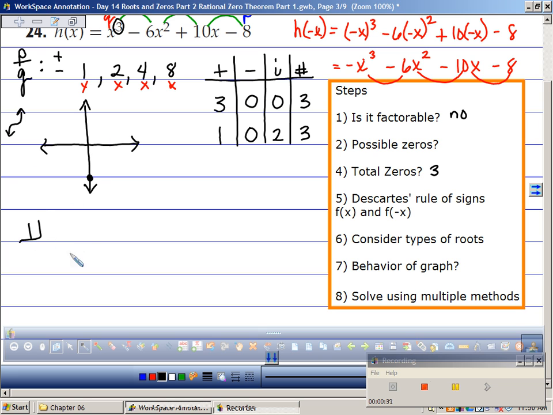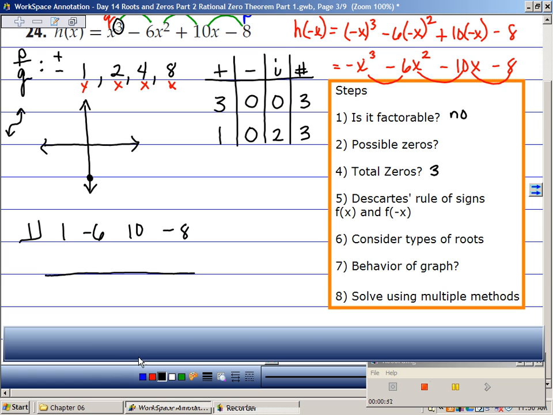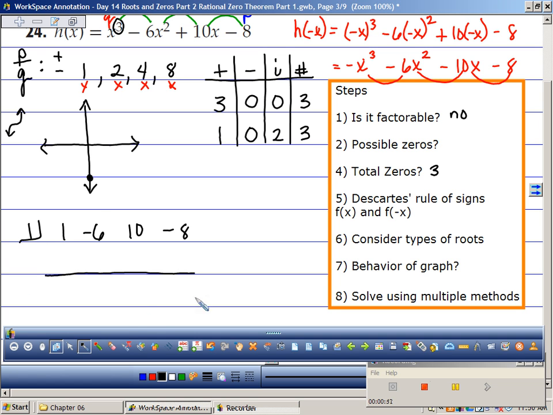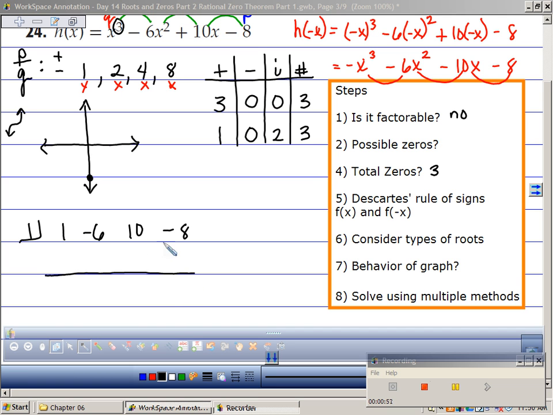Okay? So I'm going to start with 1. So here's a positive 1. My coefficients are 1, negative 6, 10, and negative 8. Go ahead and do synthetic division for this. On Monday, I'll show you a table that you don't have to write quite as much, but I think for today, so we're just solidifying the whole thing, I think we'll just leave it like this. All right, so I bring down the 1. 1 times 1 is 1.